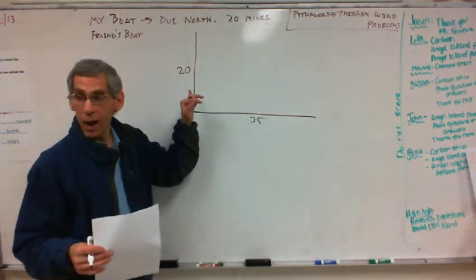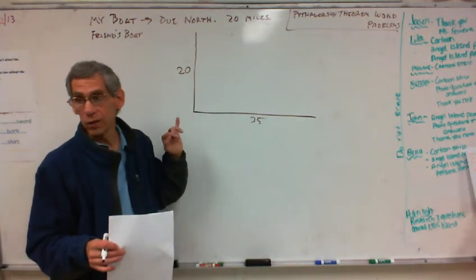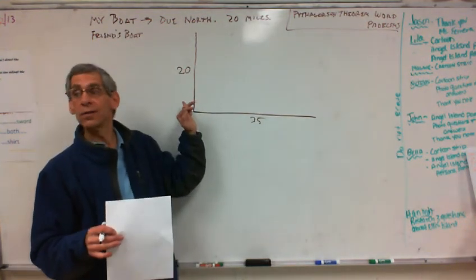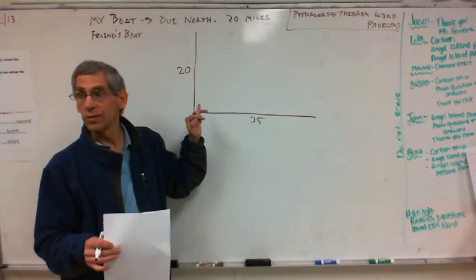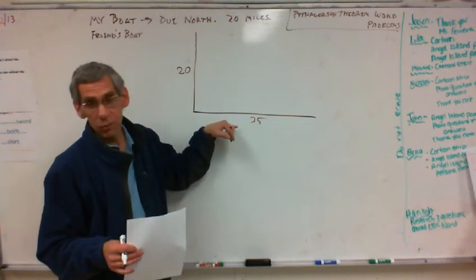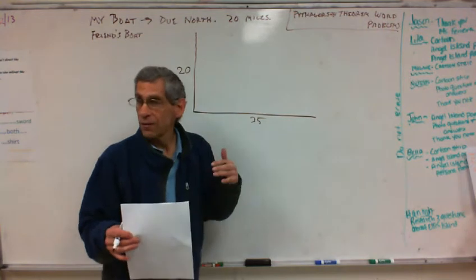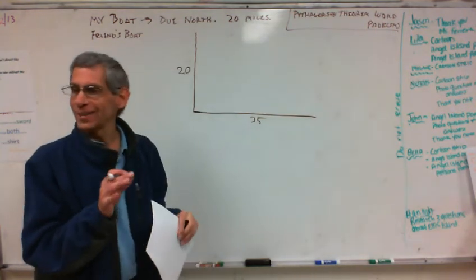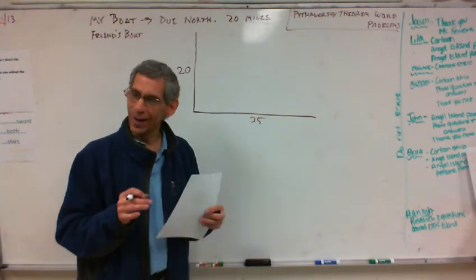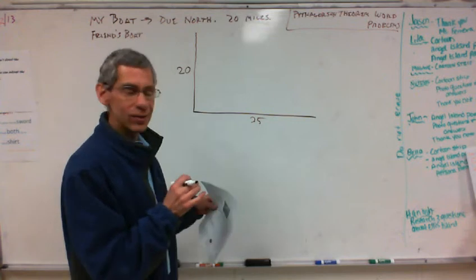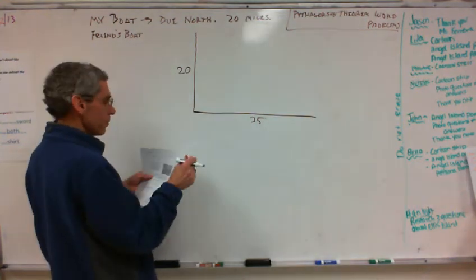Even though I was not going due north the whole time. Sometimes I was going a little west of north and sometimes a little east of north. And he was going a little north of east and a little south of east. But eventually, hopefully, in a perfect scenario, which is what we talk about here in math, we are going due north and due east. 20 miles.